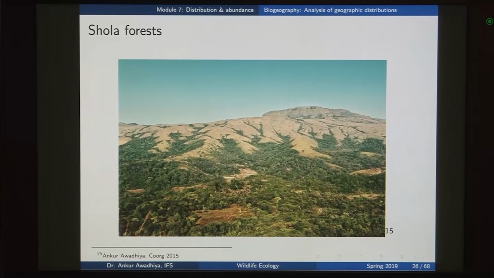Now, moving southwards, here we are observing the Shola Forest. Now, you can see a Shola Forest in say Karnataka or Tamil Nadu. Now, these again are very specialized habitats. What is happening here is you have certain trees.